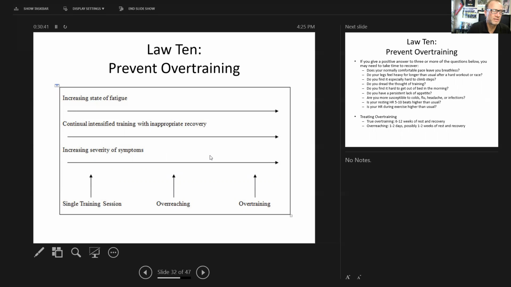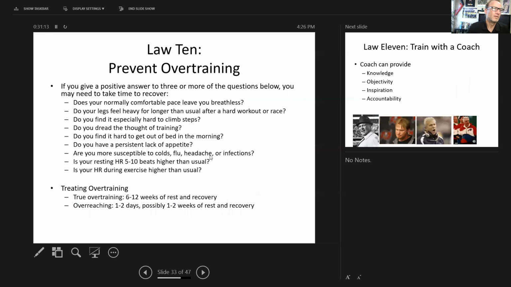You've got a single training session on the left, and the amount of fatigue up top, and then training with inappropriate recovery, and the severity of overtraining symptoms will increase as we start reaching overreaching, and then maybe even overtraining. We have high levels of fatigue, inappropriate recovery is happening, and we have severe symptoms of decrement in physiology at that point. Okay, Law 10, prevent overtraining, is to continue that.